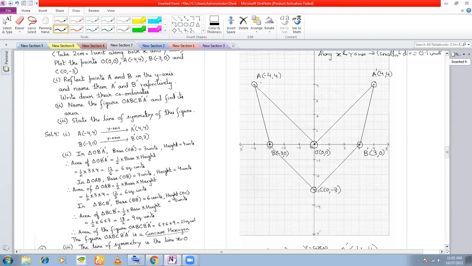I've written there concave hexagon, right? What do you mean by concave? If you remember your class 8 knowledge of polygons, what do you mean by concave? Anyone? Concave hexagon? If you remember in class 8, I told you.